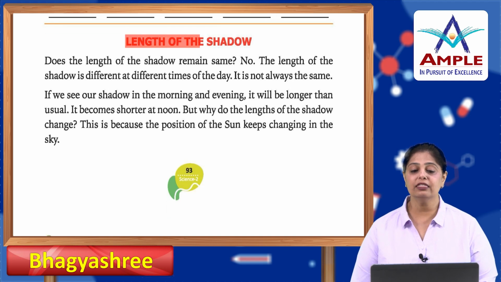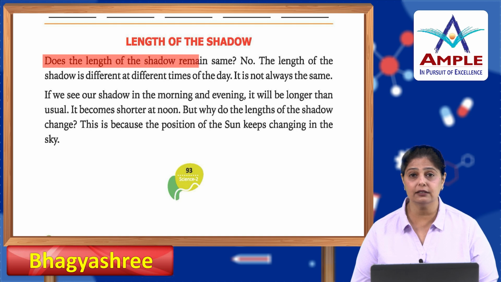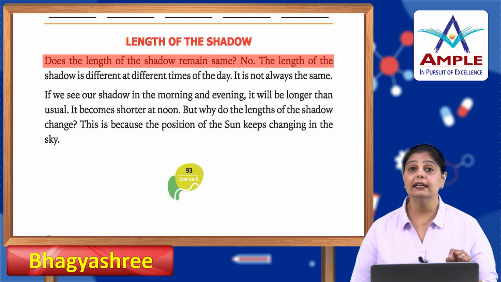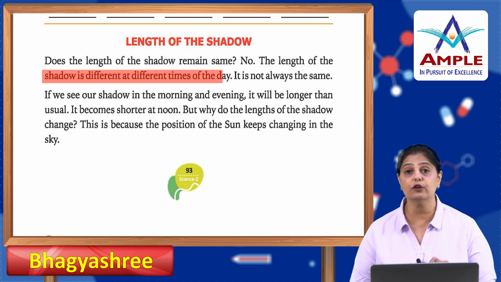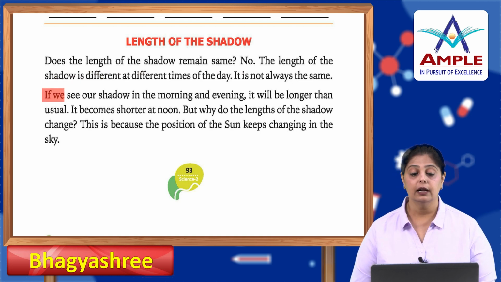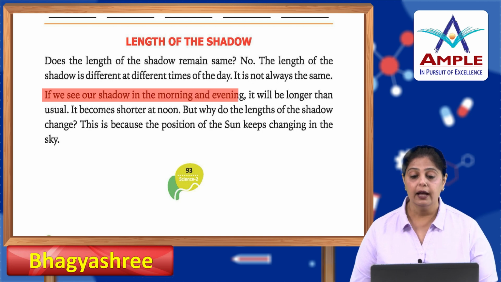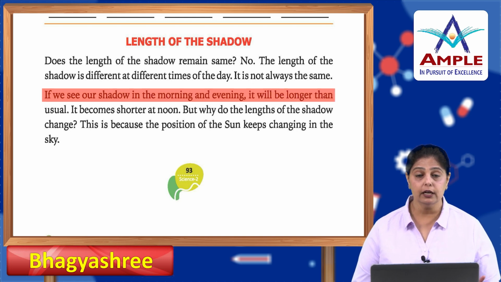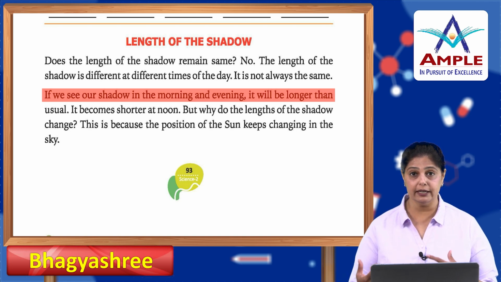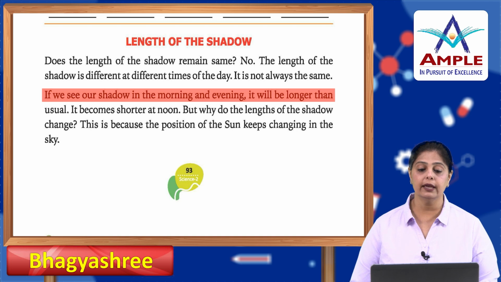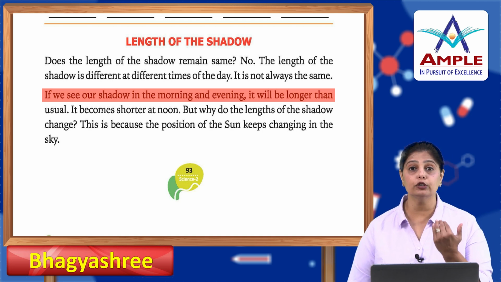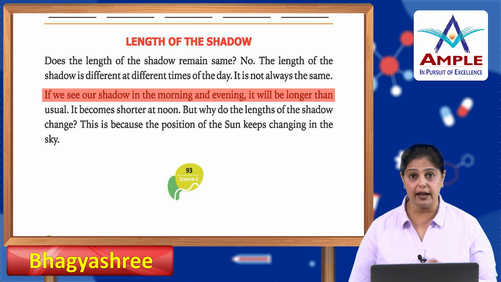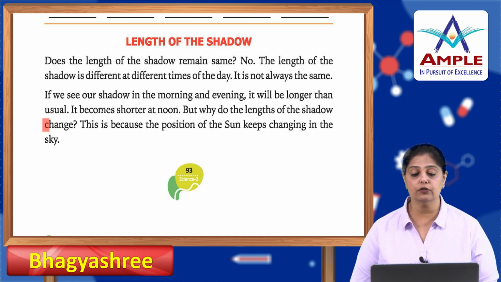Now, length of the shadow. Let's talk about the length of the shadow. Does the length of the shadow remain the same? Do you think the length of the shadow is the same? No, the length of the shadow is different at different times of the day. It is not always the same. If we see our shadow in the morning and evening, it will be longer. Our shadow, which falls when we are obstructing the light, when we are coming in between the light, that shadow is longer. But during noon time, when the sun is on top of our head, at that time our shadow is shorter. But why do the lengths of the shadow change?